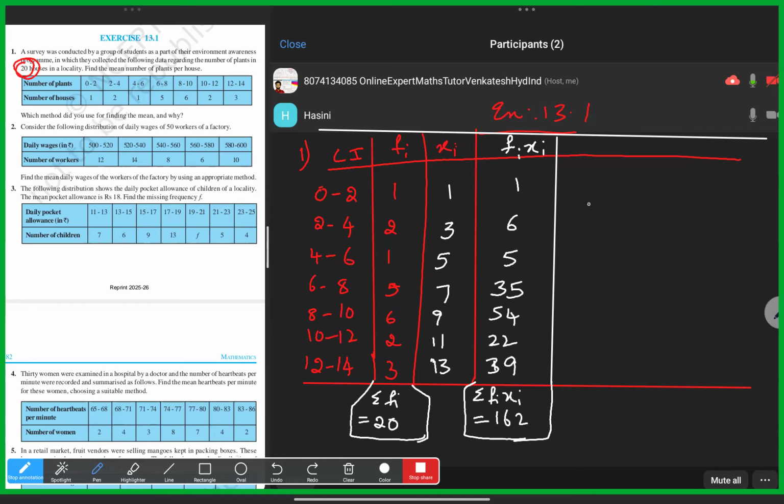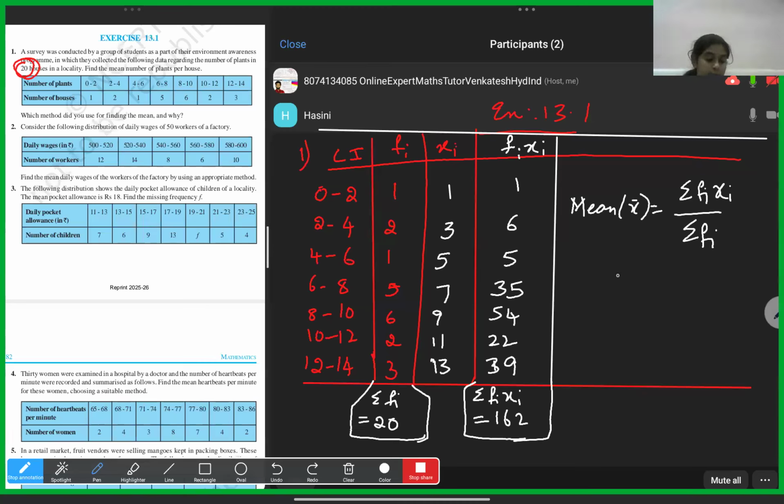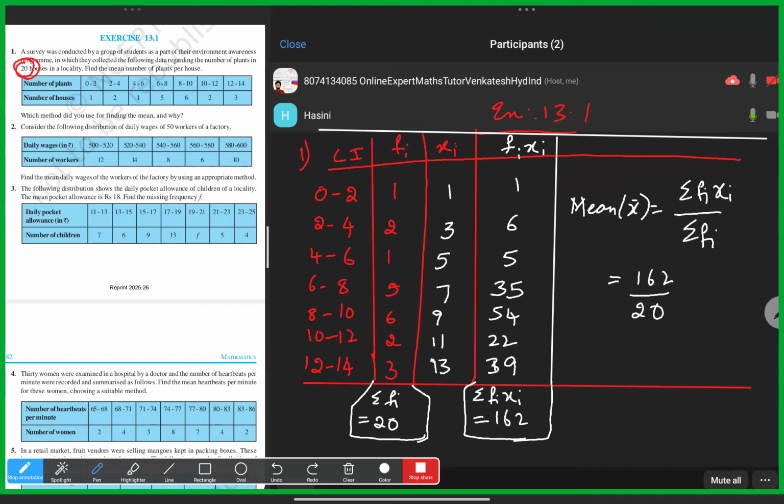So now I am finding out the mean, Hasni, finally. Mean x bar is equal to the formula sigma fi xi by sigma fi, the direct method. Okay? So we'll just keep the value, sigma fi xi, how much we got? Sir, 162. Yes. And the denominator, sigma fi value, 20. So we'll cut it, 2 tens are 20, 2 eights are 16, 81.